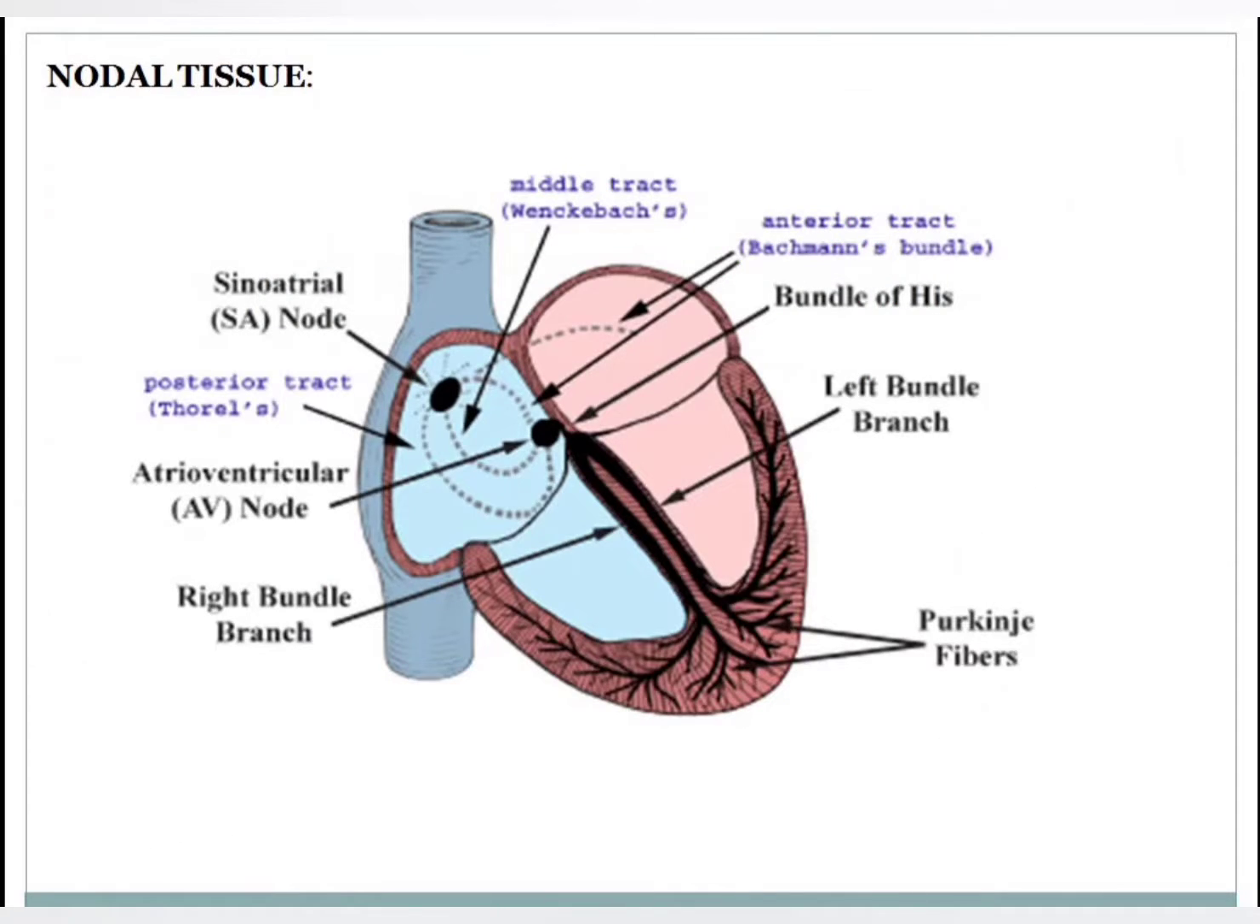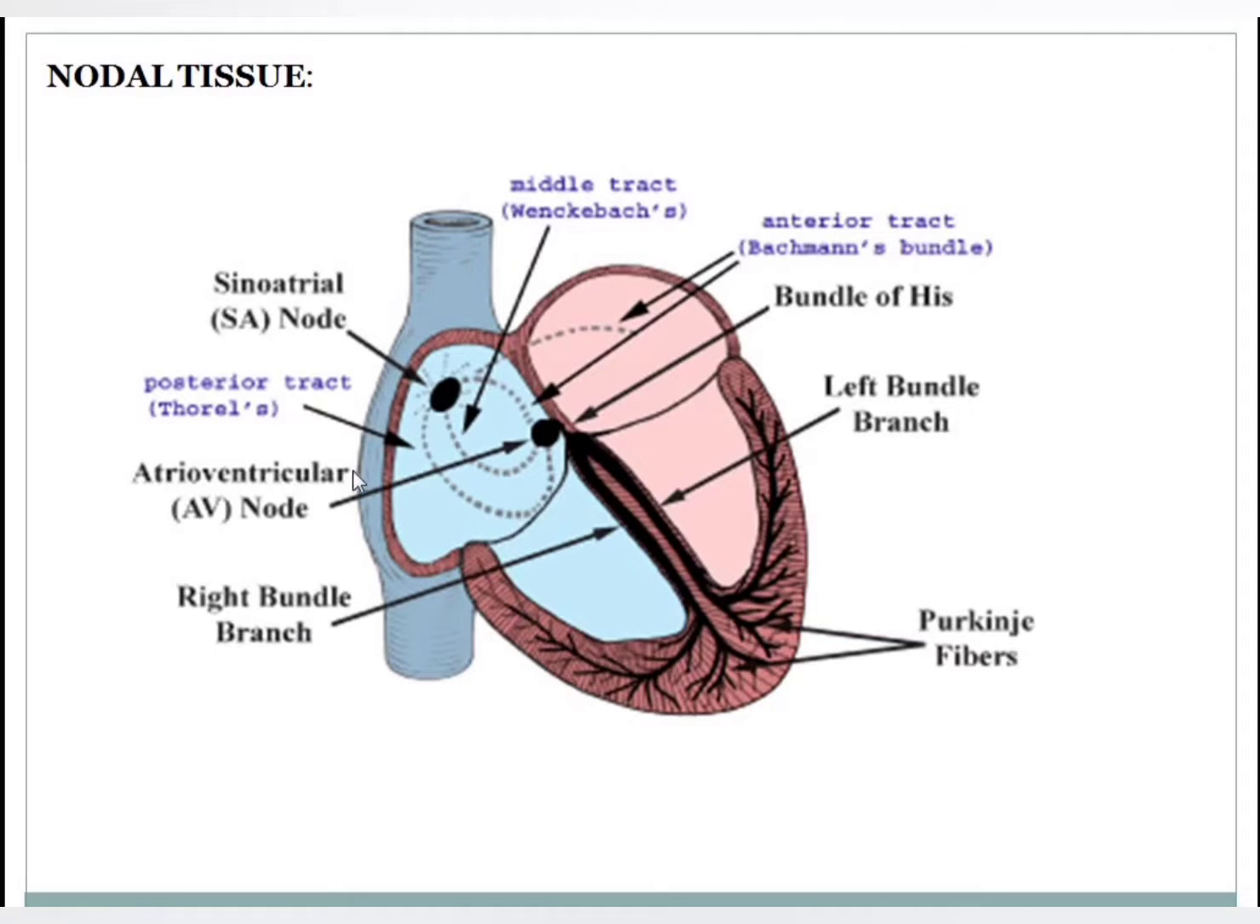Now about the nodal tissue, which is also present in the heart. First of all, the SA node, meaning sinoatrial node. A nodal tissue is a specialized cardiac musculature, distributed in the heart. This patch of tissue is called the sinoatrial node. It is present at the upper right corner of the right atrium, near the opening of the superior vena cava.